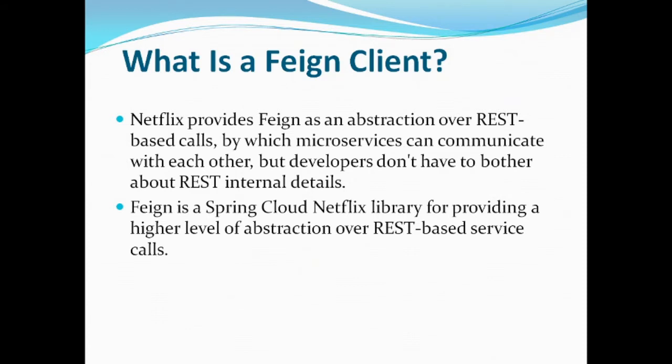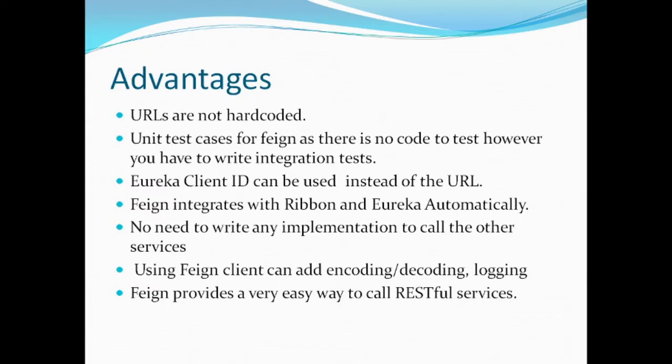Here Feign is nothing but a Spring Cloud Netflix library that provides a high level abstraction layer for REST based web service calls. The main advantage of Feign client is that we need not hard code the URLs for consuming the web services. It means the producer URL doesn't need to be given directly in the consumer application. And unit test cases need not be written as Feign client has no code to test. It is suitable only for integration testing. And client ID can be used instead of a hard coded URL.